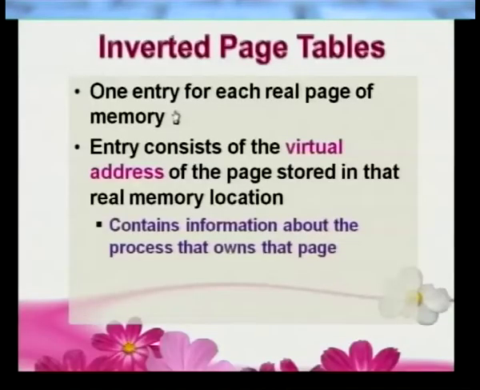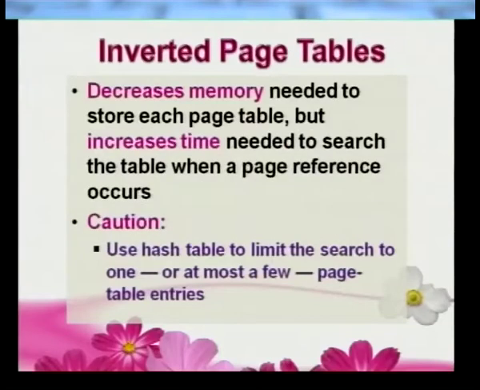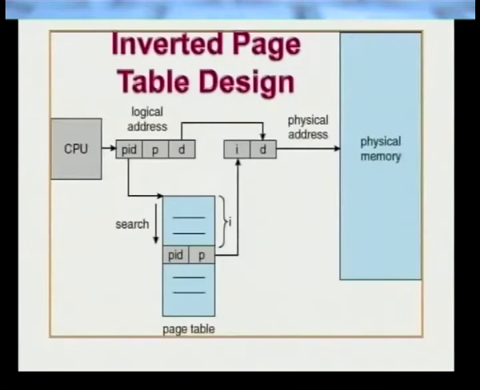This gives you yet another saving in your memory cycle. Therefore, for implementing the inverted page table, though it is complex, it increases the performance of your operating system. In an inverted page table, there is always one entry for each real page inside the memory. Every entry contains information about the process that owns the page. Therefore, there is a decrease in memory needed to store each page table. However, an increase in time is needed to search the table. The caution is, whenever needed, use a hash table, otherwise go to the inverted table.